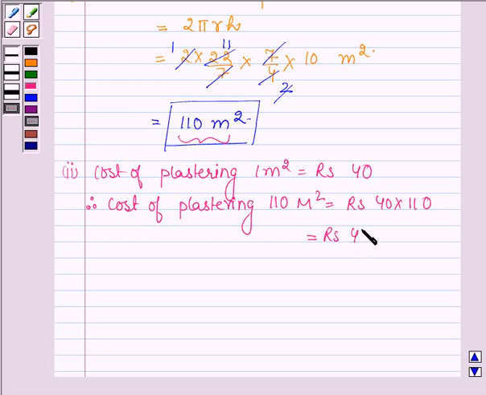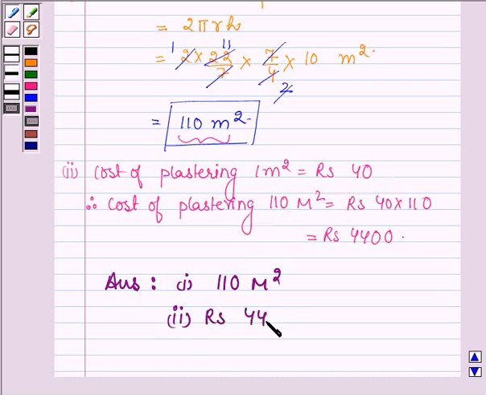rupees 4400. Therefore, our answer is: the inner curved surface area of the well is 110 meters square, and the cost of plastering the well from inside at the rate of rupees 40 per meter square is rupees 4400. So this completes the session.